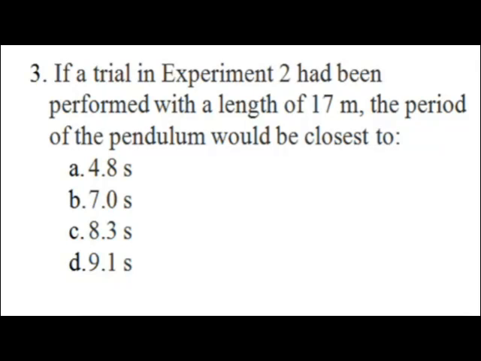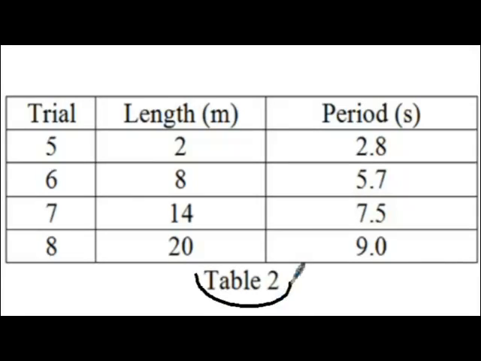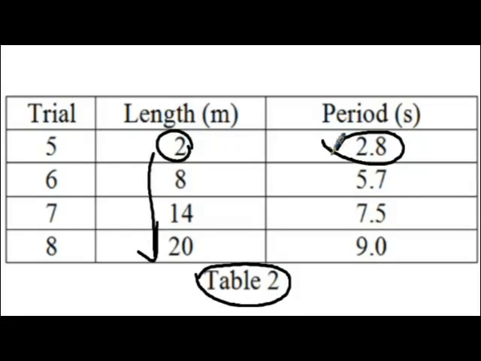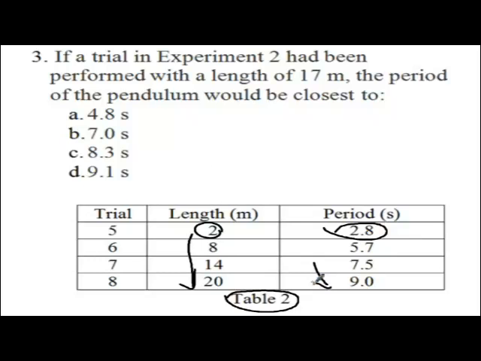Okay, first thing, without even looking at the answers, I want to look back at experiment number 2. Experiment number 2 had to do with data table 2 here at the bottom. So go back to data table 2 and look at how the length impacted the period of the pendulum. We can see we started with a length of 2, and we increased the length of the pendulum. Take a look at what happens to our period here on the right-hand side. It starts at 2.8, and it goes all the way up to 9. So the length is going up, and the period is also going up.